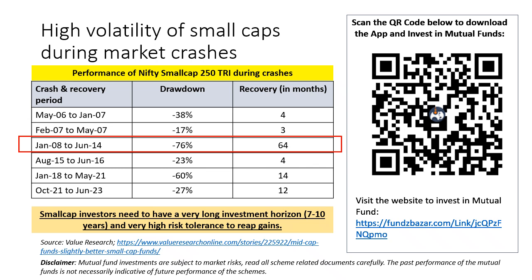How many investors would have the patience and guts to hold their investments for more than 5 years? For 5 continuous years, or 64 months, every time you look at your portfolio, you see a negative sign there. So small cap investors need to have a very long investment horizon, 7 to 10 years, and very high risk tolerance to reap gains. The purpose of telling you all this is not to scare you off from small cap investments, but I want to give you a realistic picture of what is possible.